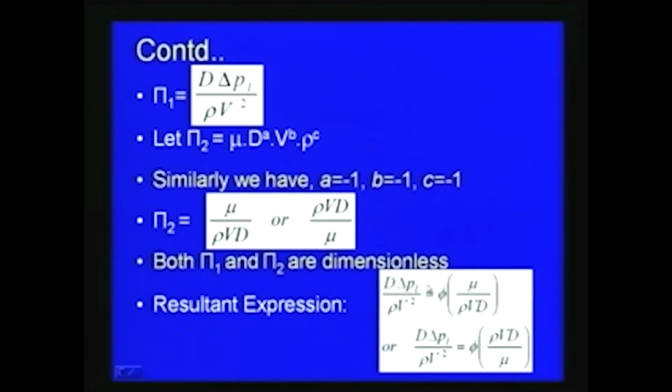So, the resulting expression we can write as d into delta P L by rho V square as a function phi of mu by rho V d, or d into delta P L by rho V square as a function of rho V d by mu. This is the resultant expression from the dimensional analysis which we did using the Buckingham pi theorem. Further, we will be discussing the various applications of the Buckingham pi theorem and its importance. This is one of the simple applications showing how we solve a typical problem using the Buckingham pi theorem.